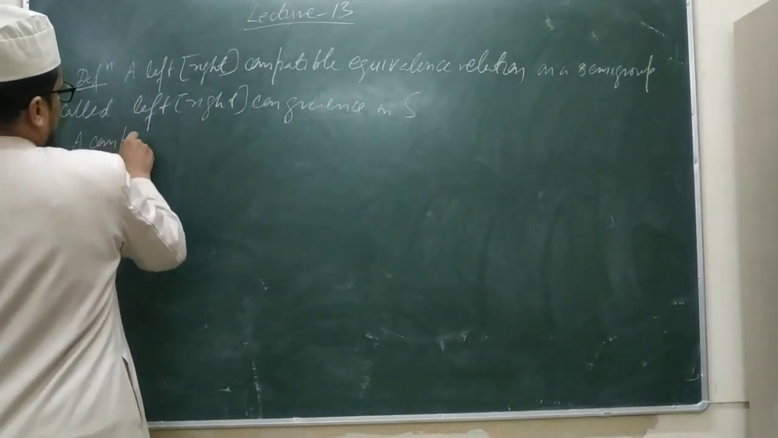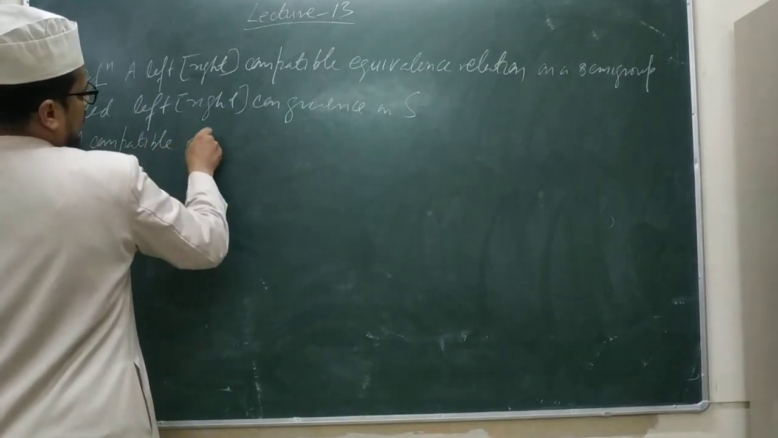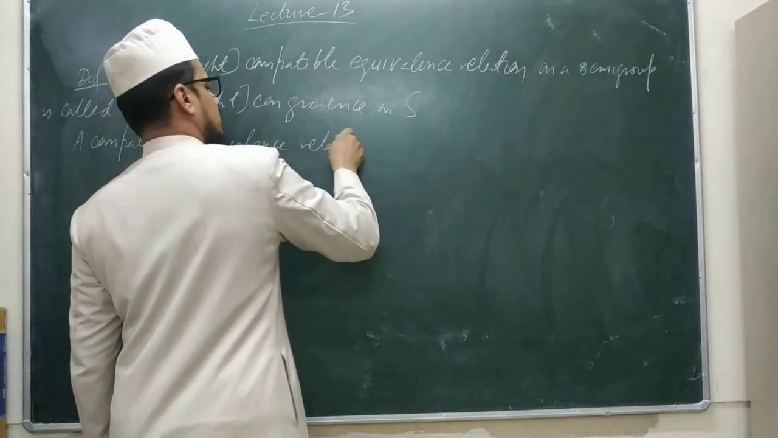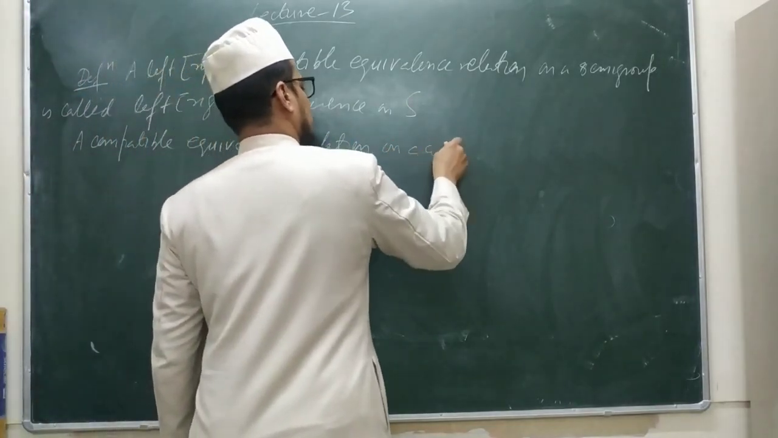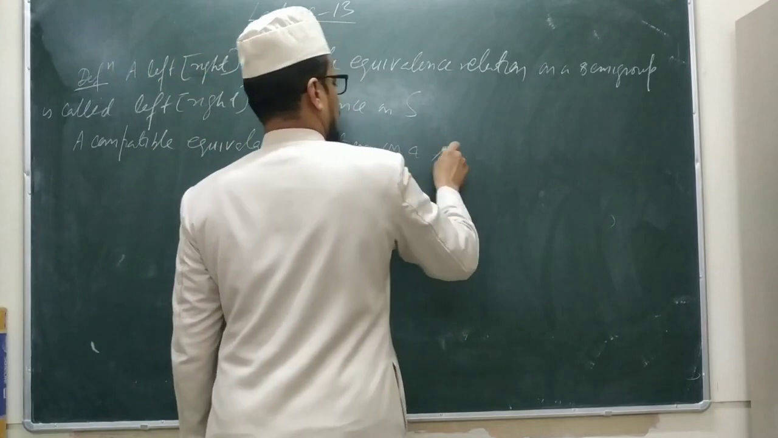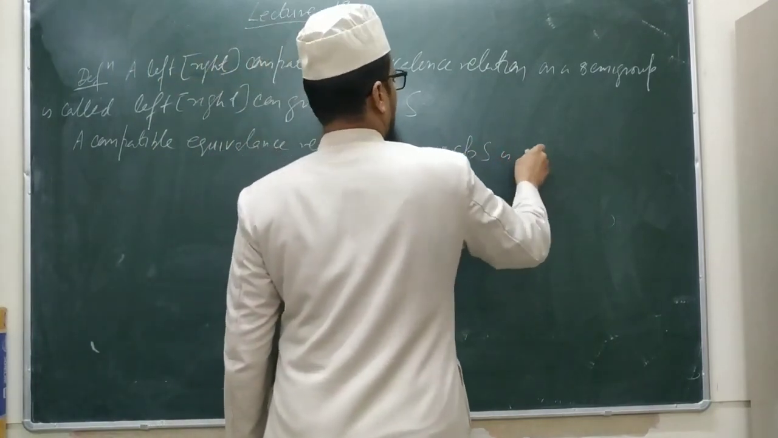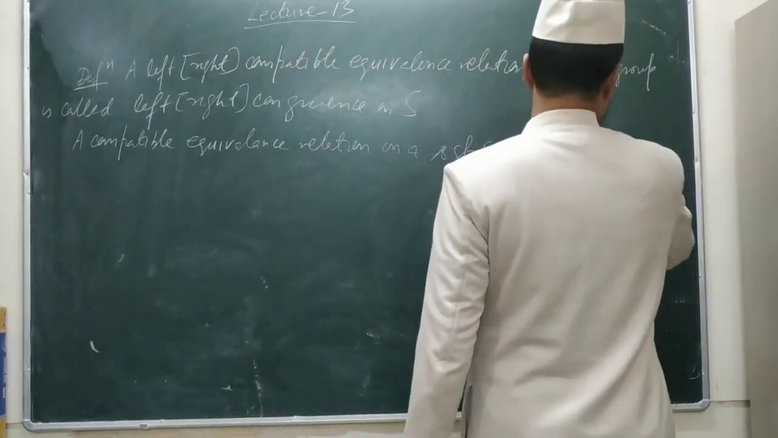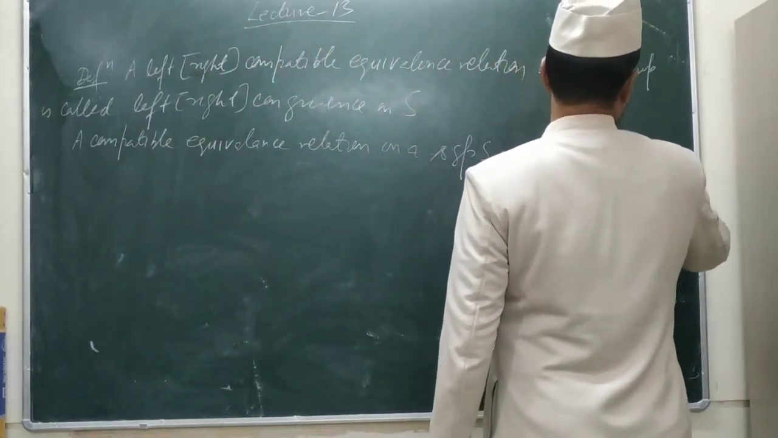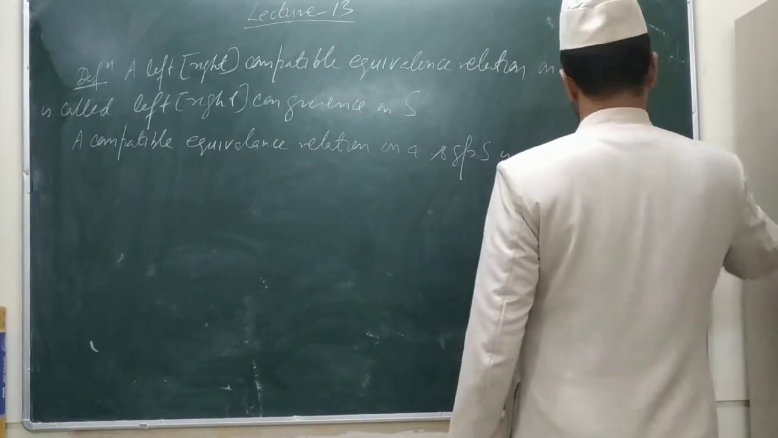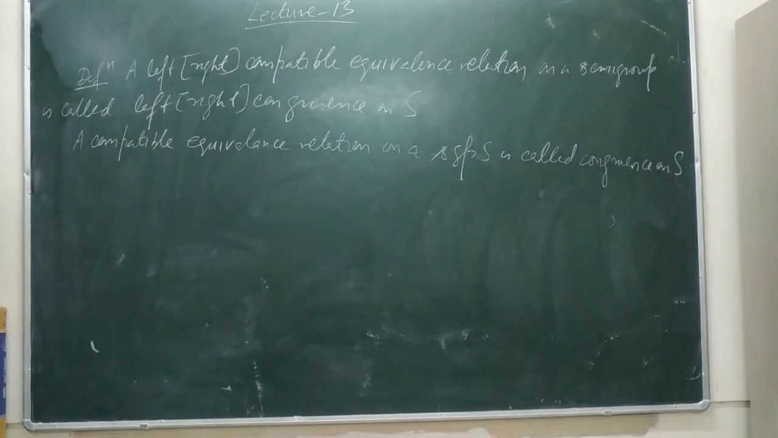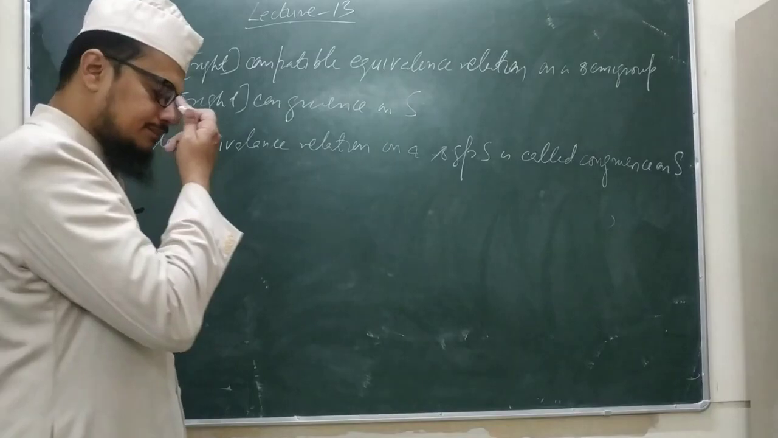So you can write: a compatible equivalence relation on a semigroup S is called a congruence on S. A compatible equivalence relation on a semigroup S is called congruence on S, correct?